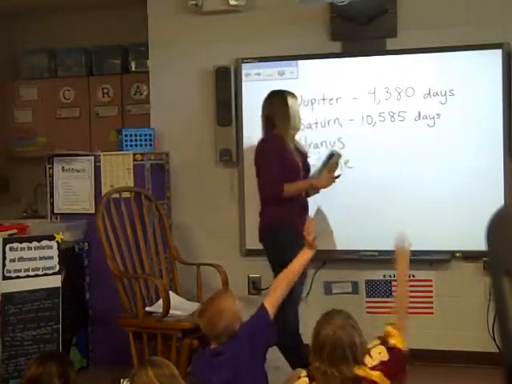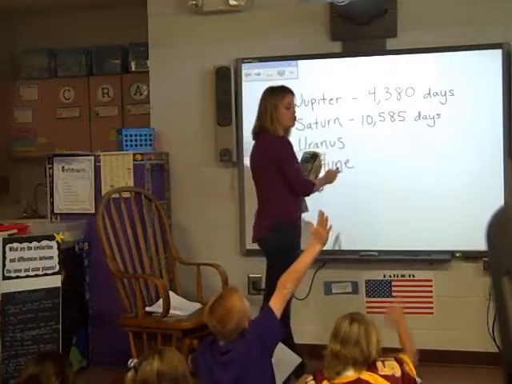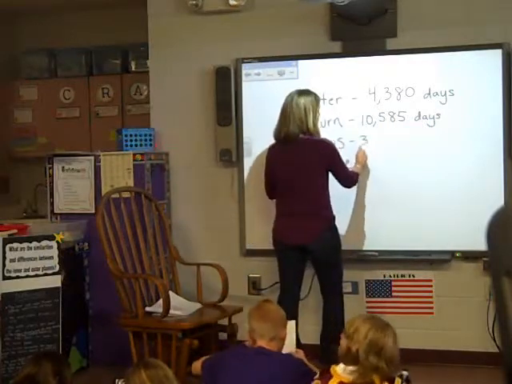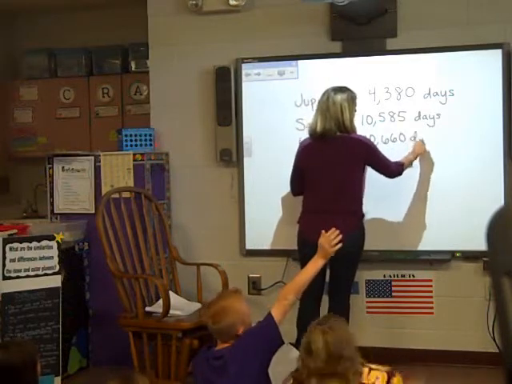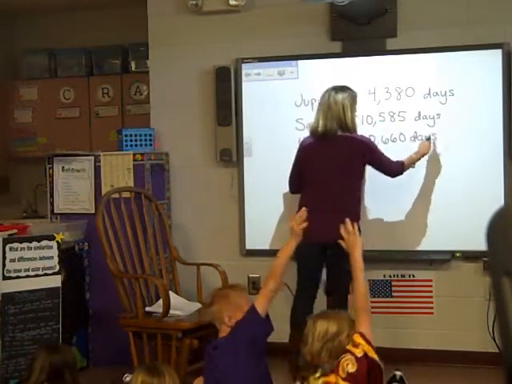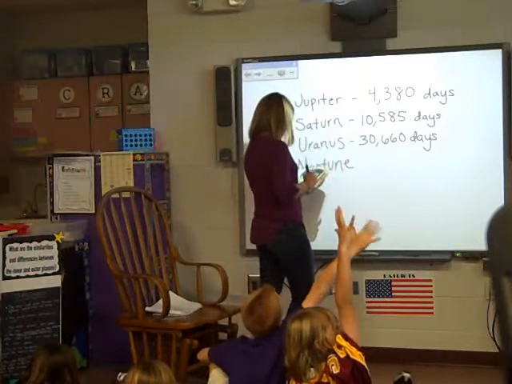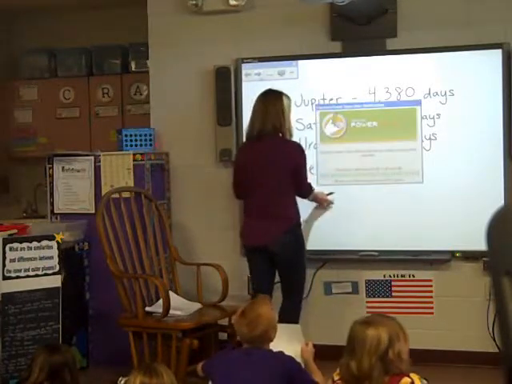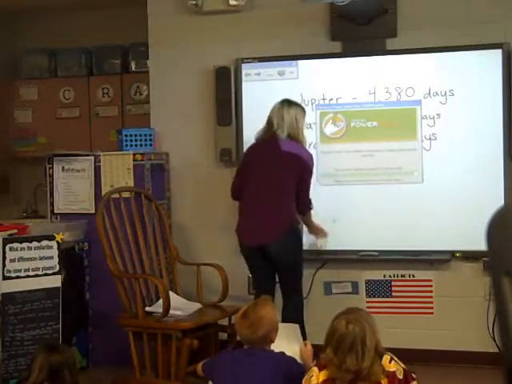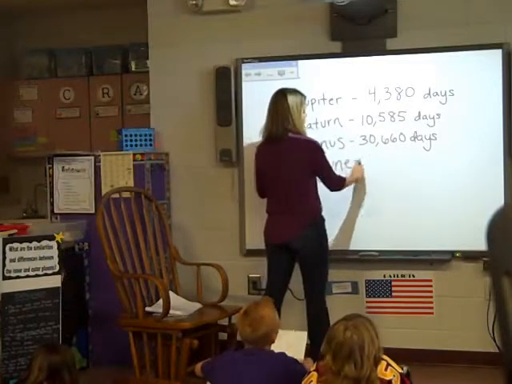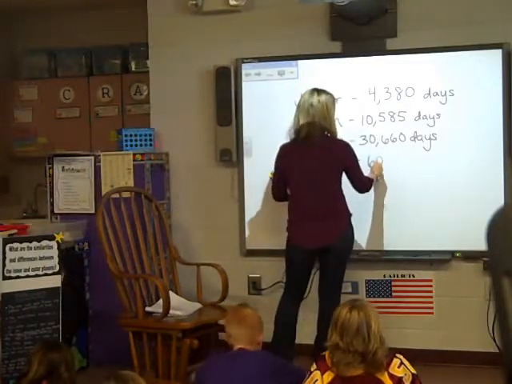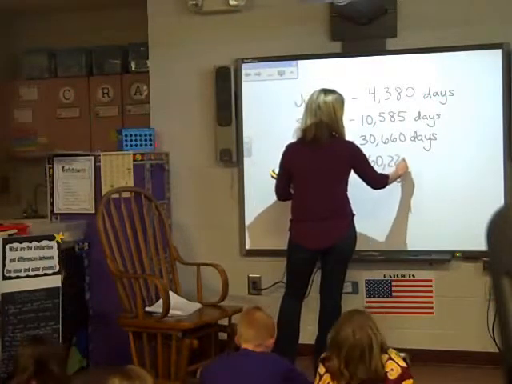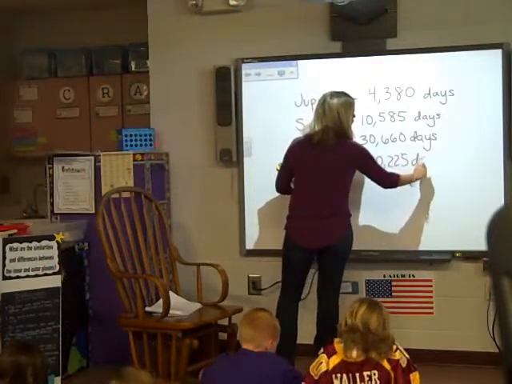Okay, what about Uranus? What did you get, Athena? 30,660 days. You got it. Okay, Trenton, what'd you get for Neptune? 60,245. Everyone else get that? All right.